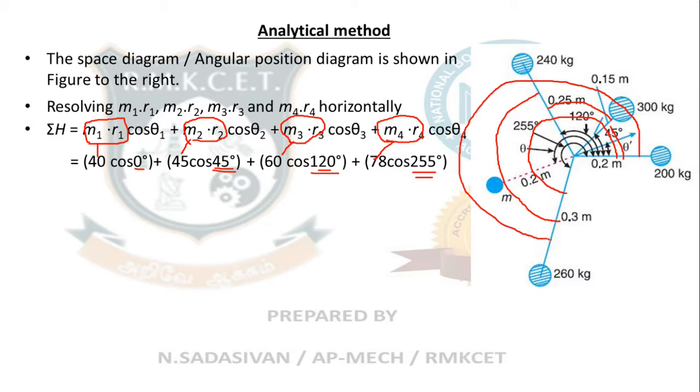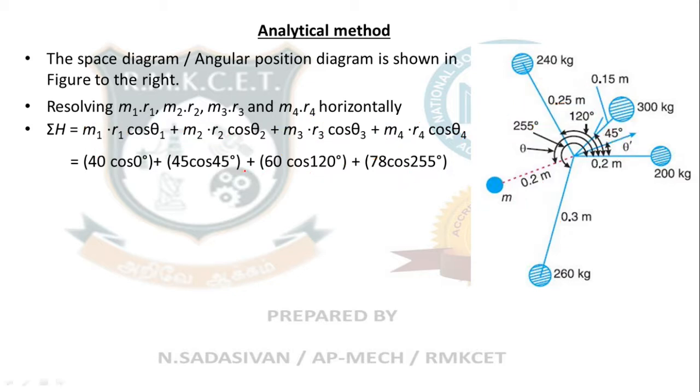I am adding these two: 45 plus 75, 120 degree. 45 plus 120 plus 135 is 255 degree. Those cumulative angles I am substituting in the calculation. This is only for the analytical method. So the answer comes around 21.6 kilogram meter, the resultant moment I need. I don't know the actual mass, the radius is known but the mass is unknown.